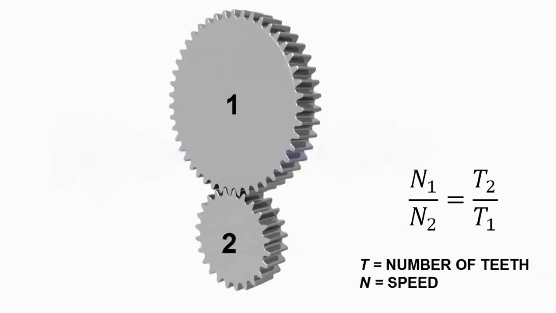The manual transmission of the gear works on the principle of gear ratio. That is, N1 by N2 equals T2 by T1, where T is the number of teeth and N is the speed. Now, let us study the working of a gear.